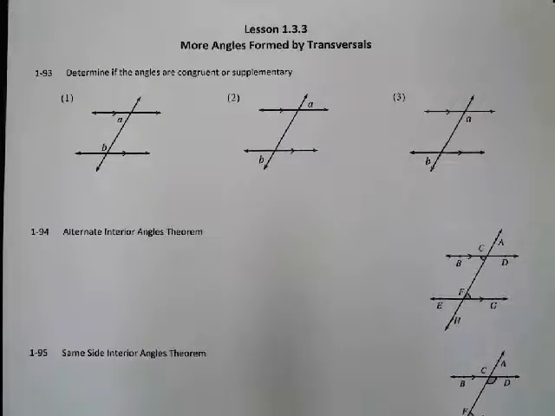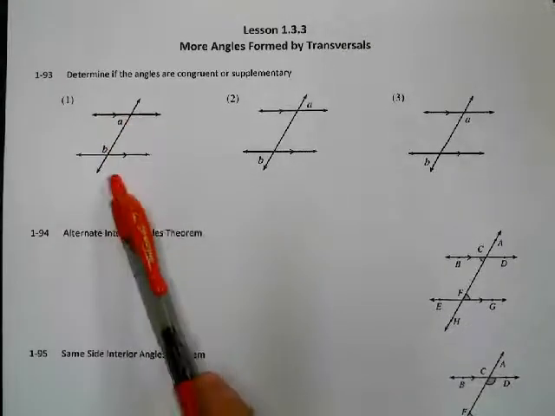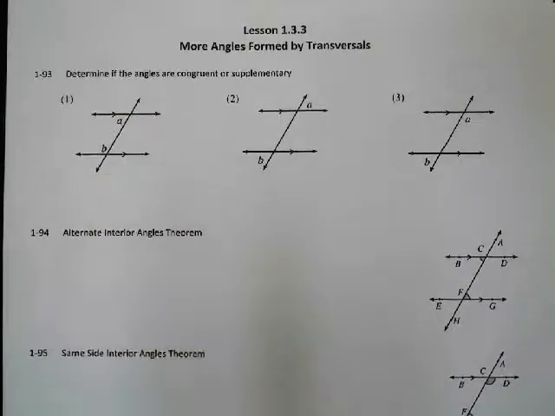All right, Math 2, we've got lesson 1.3.3, more angles formed by transversals. This says determine if the angles are congruent or if they're supplementary. Basically, anytime you have two parallel lines and a transversal, you're going to have either angles that are congruent or angles that are supplementary. Based on what we've seen last time, we were looking at corresponding angles.